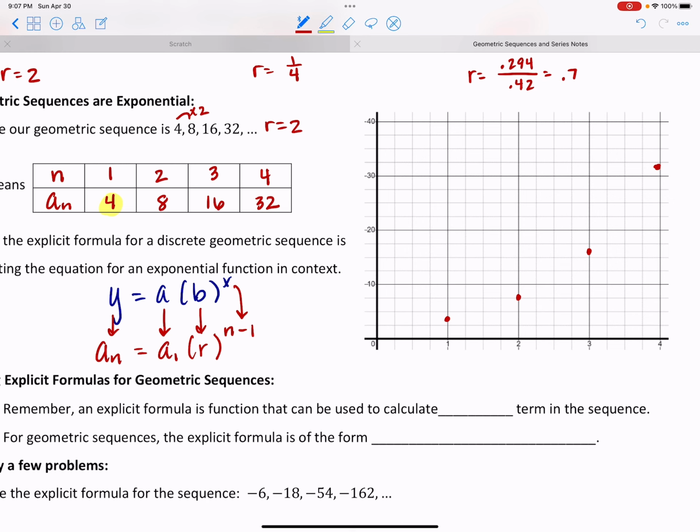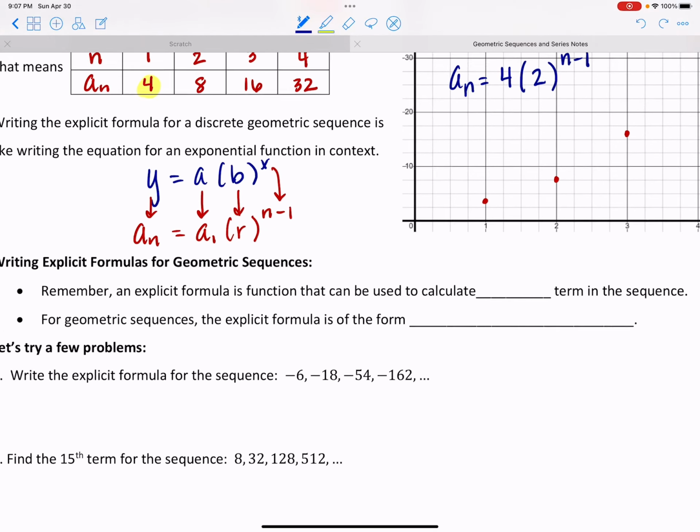So for this particular situation, we would say a sub n is equal to, well, we're starting at an output of 4, and then we're multiplying by 2 to the n minus 1 power. And that would be an explicit formula for this particular geometric sequence. But in general, we can use this to write an explicit formula for any geometric sequence.